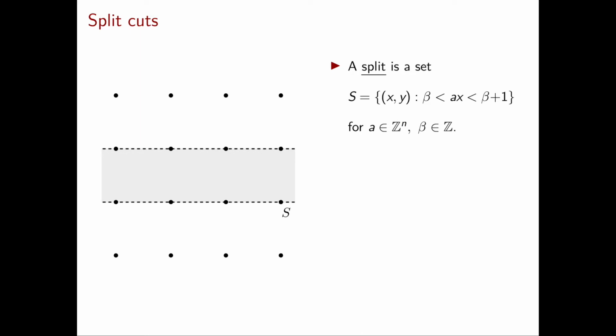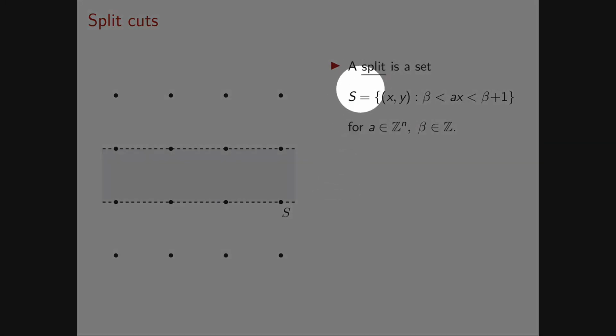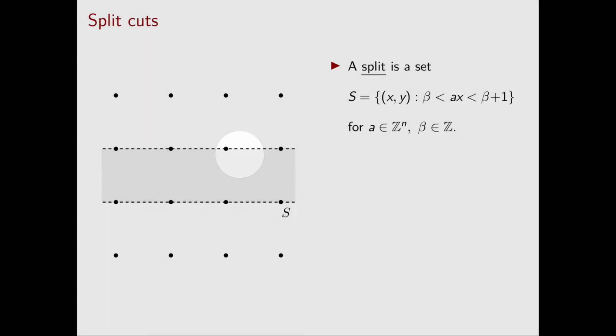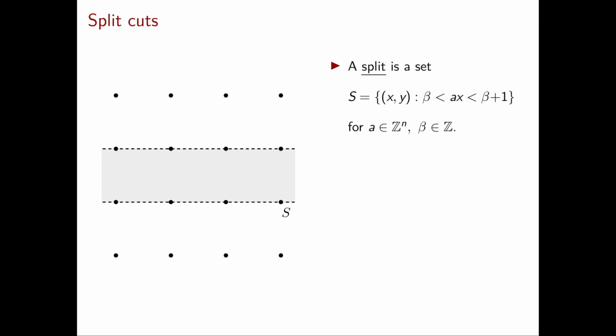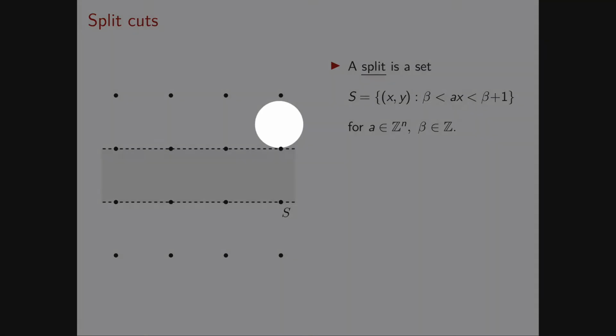So a split is a very simple set. It's a set like in this picture here. So it's essentially the convex hull of two parallel hyperplanes that doesn't contain any integral points. So algebraically, it is the set of points x and y that satisfy Ax strictly between beta and beta plus 1.